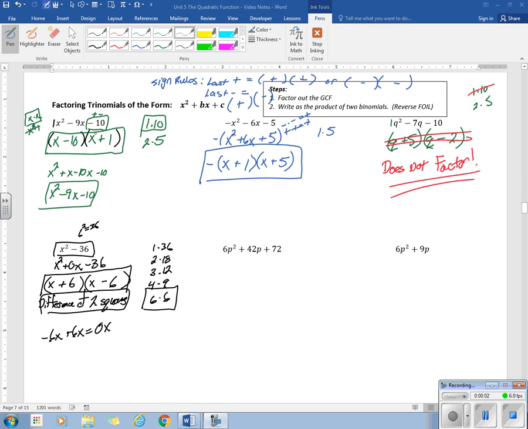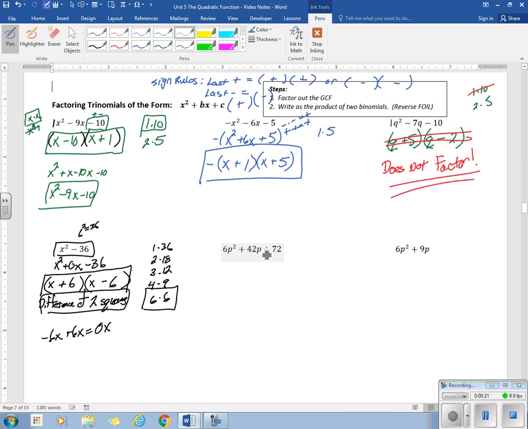All right, example 5 here. We've got 6p squared plus 42p plus 72. And the first step, we've got to factor out a GCF, right? So let's take a look at 6, 42, and 72. Do we see a common divisor there? Is there something that's a common factor of all three of those numbers?